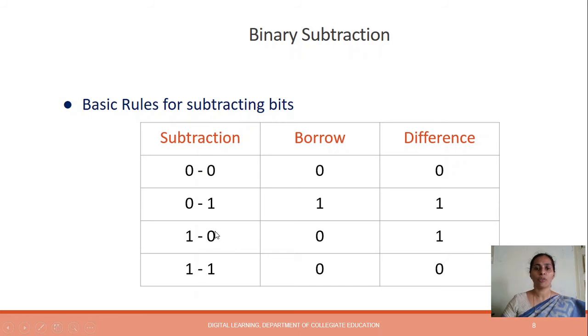Subtracting 0 from 0, the difference is 0. And 0 minus 1, the difference is 1, but with a borrow of 1 from the next adjacent position. 1 minus 0 is 1, there is no borrow. 1 minus 1 is also 0, no borrow. So we will be using these rules while performing binary number subtractions. Now let's see more examples of that.